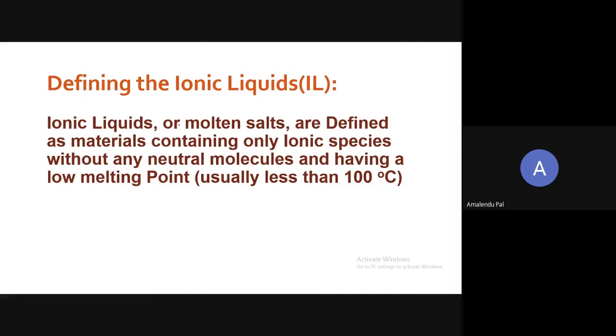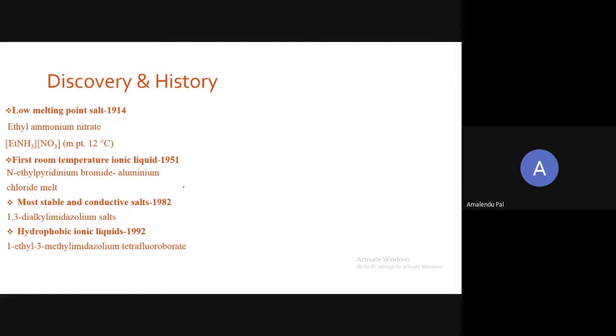So if we say the definition of ionic liquid and molten salt, the question again comes: sodium chloride is also a molten salt, but is sodium chloride an ionic liquid? No, this is not an ionic liquid. But an ionic liquid is a molten salt. Ionic liquids are defined as materials containing only ionic species without any neutral molecule, having a low melting point, less than 100 degrees.